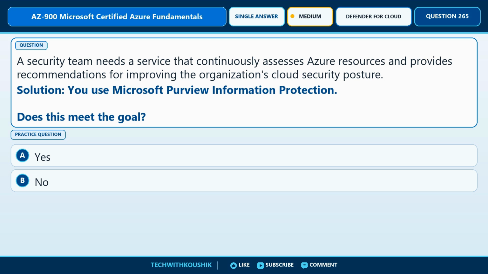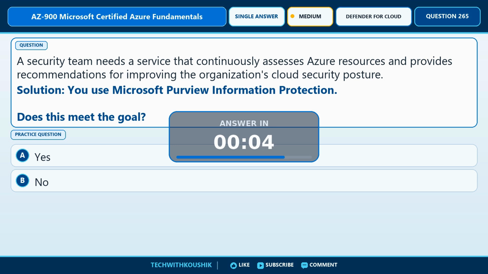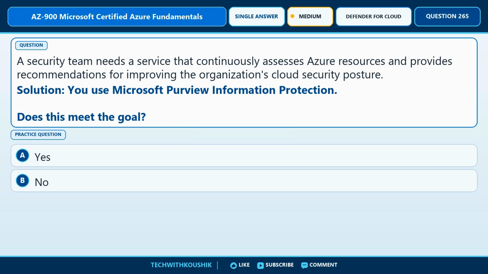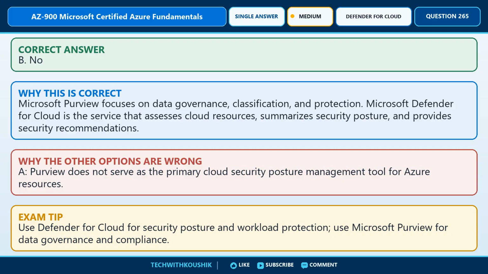Here are the possible answers. Choice A, yes. Choice B, no. The answer here is option B, no. This is the best choice because Microsoft Purview focuses on data governance, classification, and protection. Microsoft Defender for Cloud is the service that assesses cloud resources, summarizes security posture, and provides security recommendations.